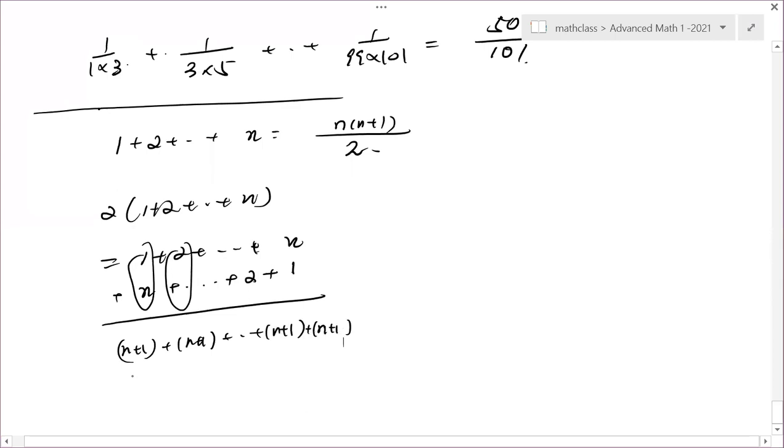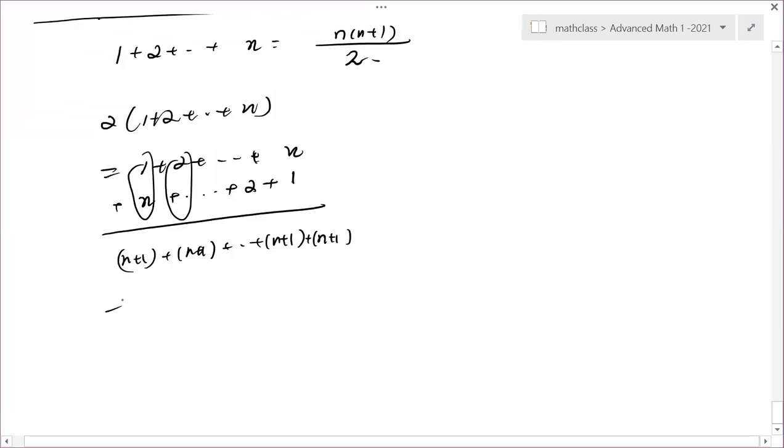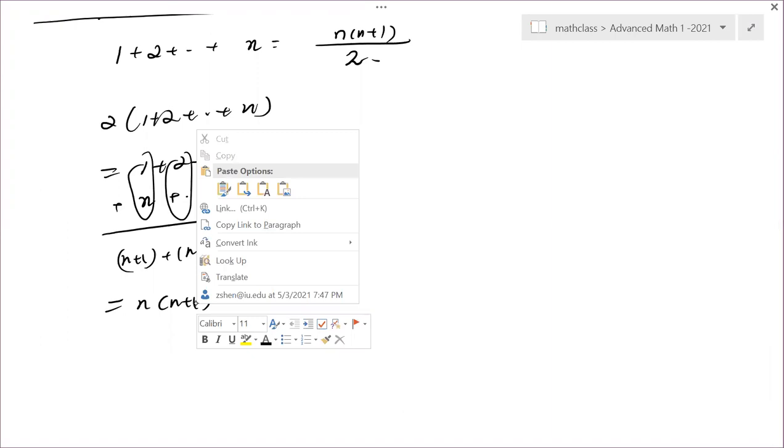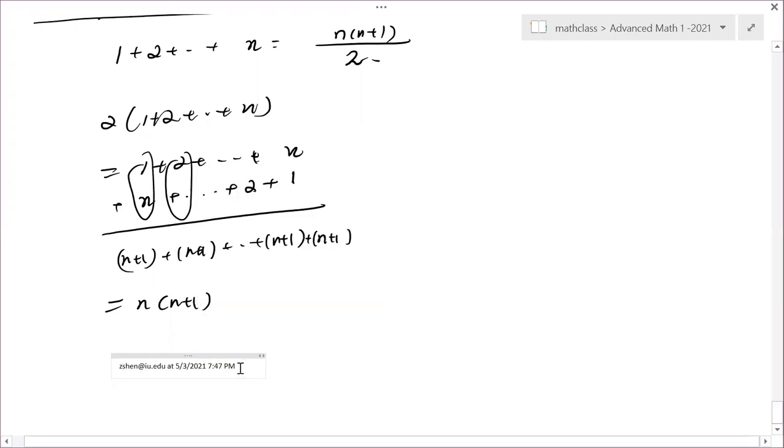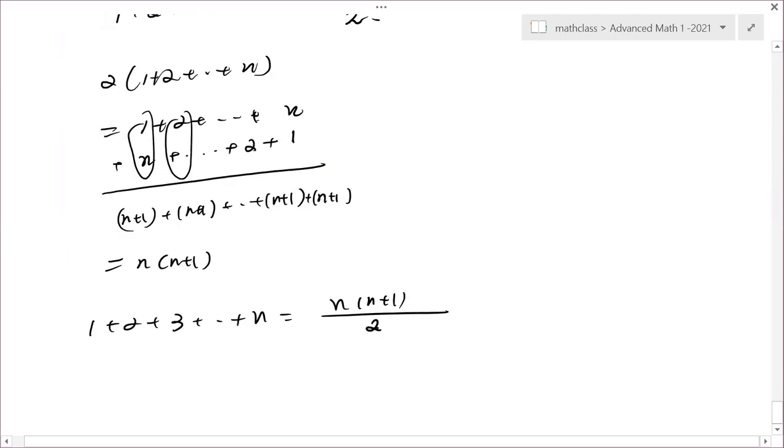How many n plus 1 are there? There are n. So they are n plus 1, but double of that is going to be n times n plus 1. Therefore, the original sum is going to be divided by 2. Right, the original sum is divided by 2. So 1 plus 2 plus 3 up to n is n times n plus 1 divided by 2. You don't need to take notes, I always send you the notes. So just focus on what I'm talking about.